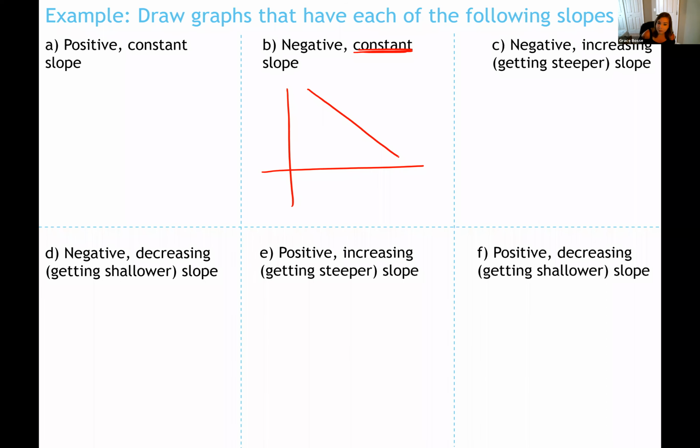Let's try a tougher one. Whenever the slope is not constant, it makes it a little bit tougher. If it's not constant, if it's increasing or decreasing, that implies that the graph has curvature to it. Let's try this one. Positive increasing slope. So the slope needs to be getting steeper and steeper and steeper, and my graph needs to be sloping upwards the entire time.